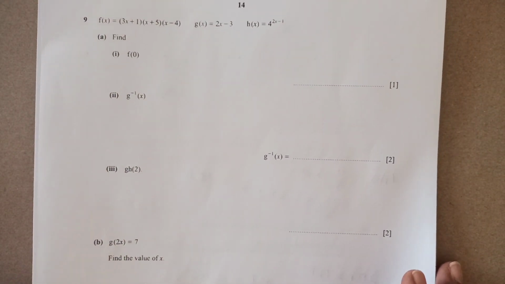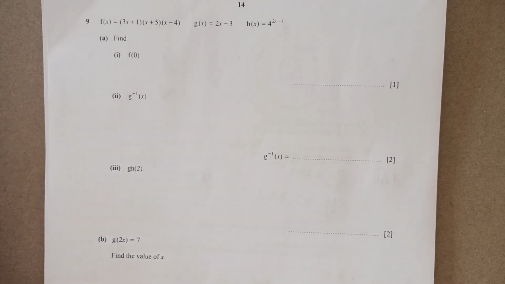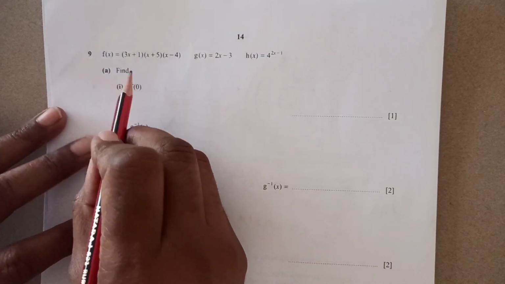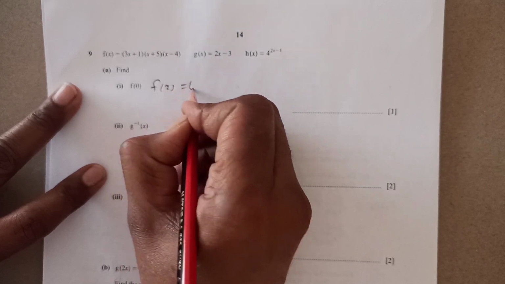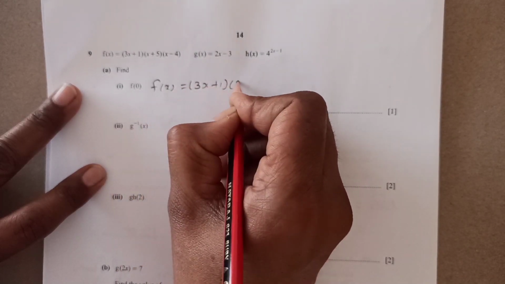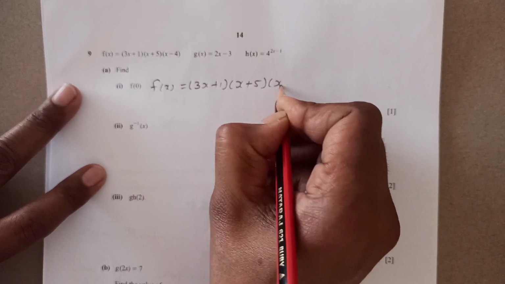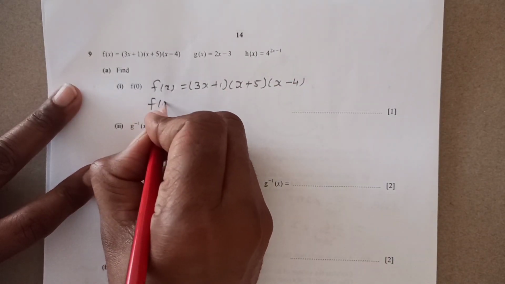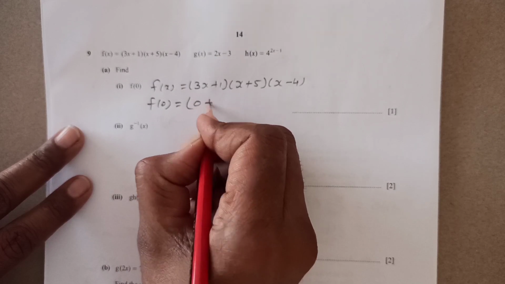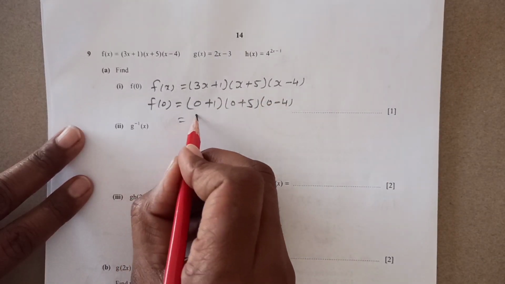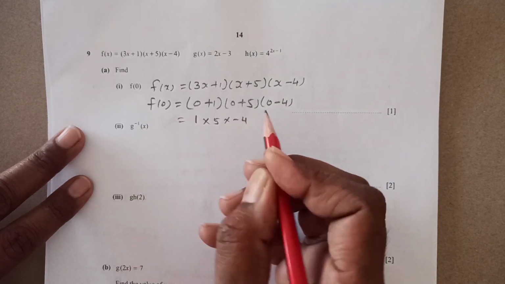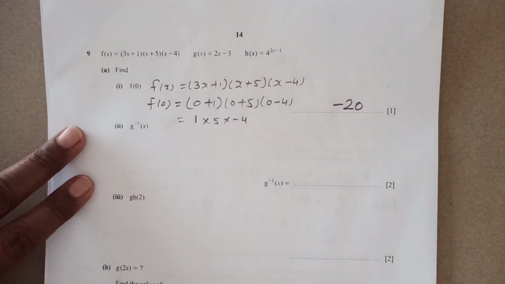Functions. We have a question from functions here, number 9. f(x) equals, we are given this one here, find f(0). So we are just replacing the value of x. Let me rewrite: (3x + 1)(x + 5)(x - 4). No need to expand, don't waste your time expanding the brackets. Just replace x by 0. So this will become (0 + 1)(0 + 5)(0 - 4), which is 1 times 5 times minus 4, so minus 20 is the answer.